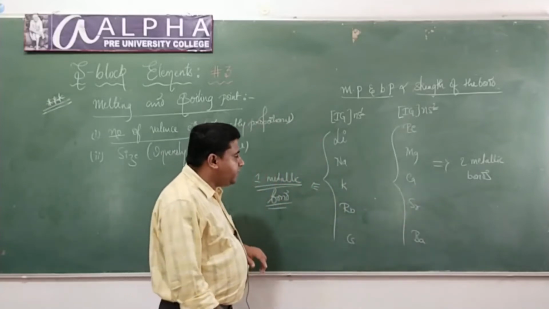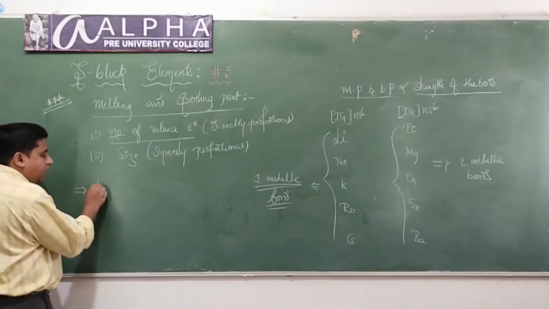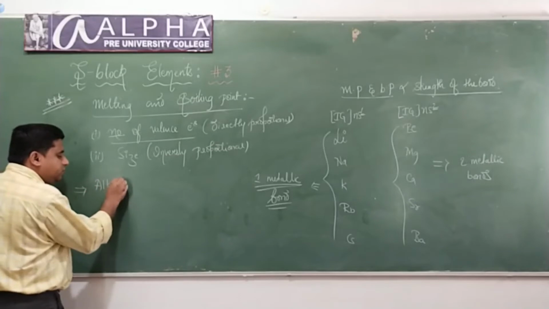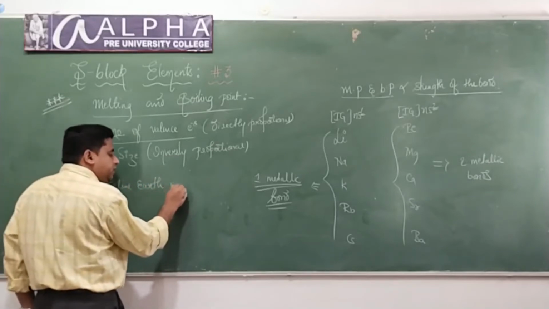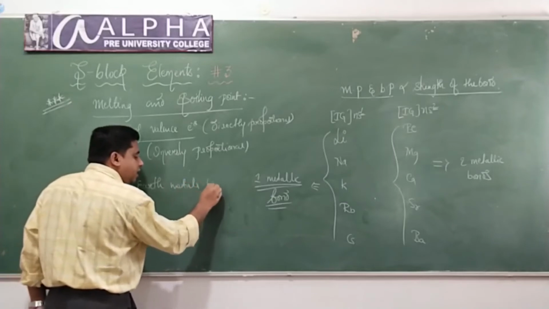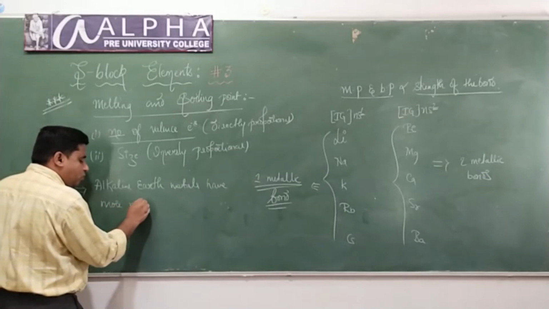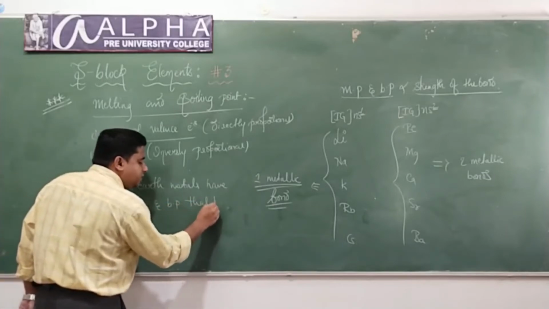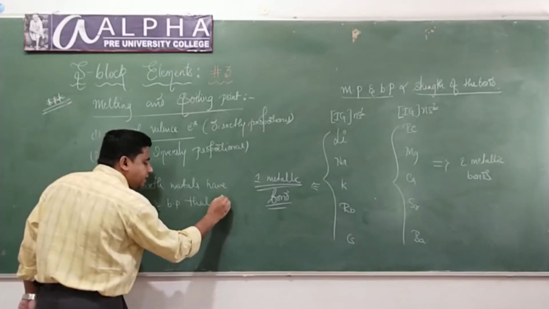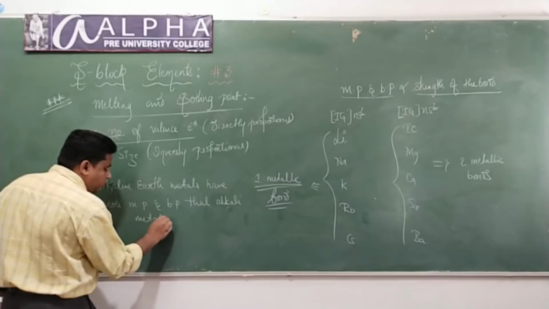So I'm going to conclude it here. Alkaline earth metals have more melting point and boiling point than alkali metals, because of the two reasons which I quoted earlier.